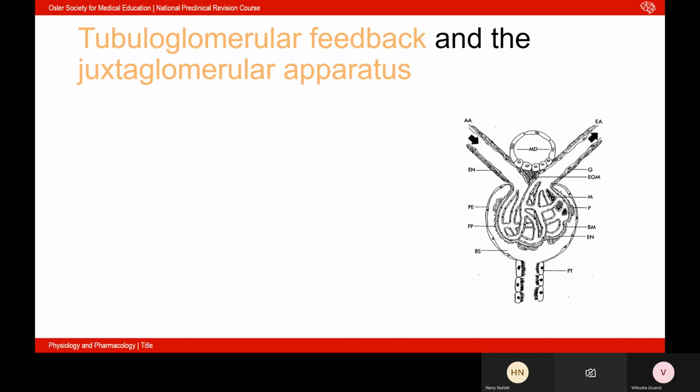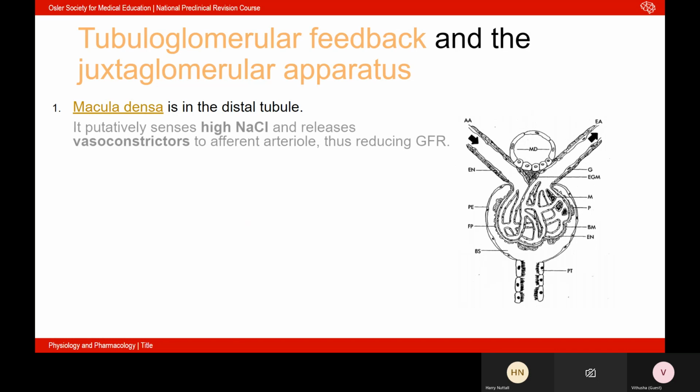So the TGF is the tubuloglomerular feedback, and this occurs within the juxtaglomerular apparatus. There are 3 cells of note here. The macula densa is composed of specialized cells in the distal tubule, and these sense a high load, which is putatively through the high NaCl concentration. When this is sensed, some sort of vasoconstrictor is released to reduce the GFR.